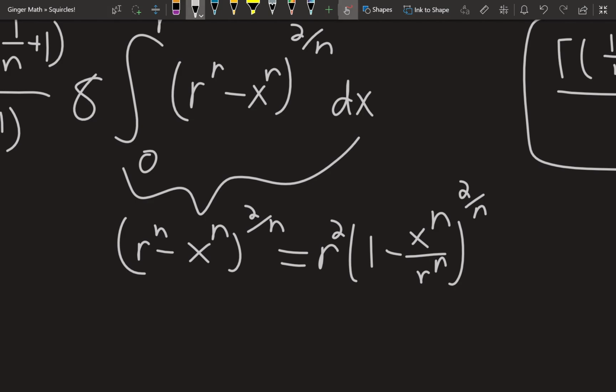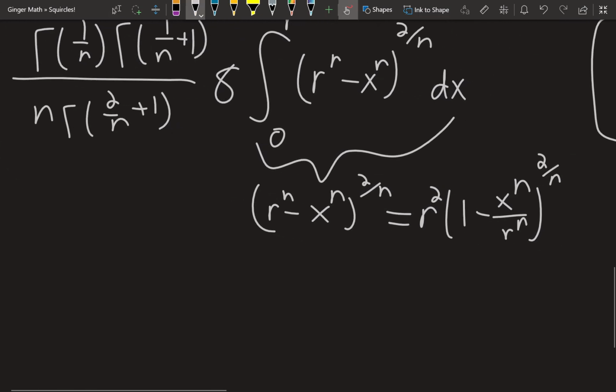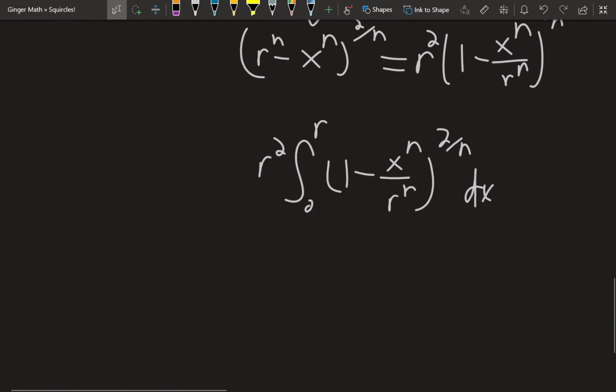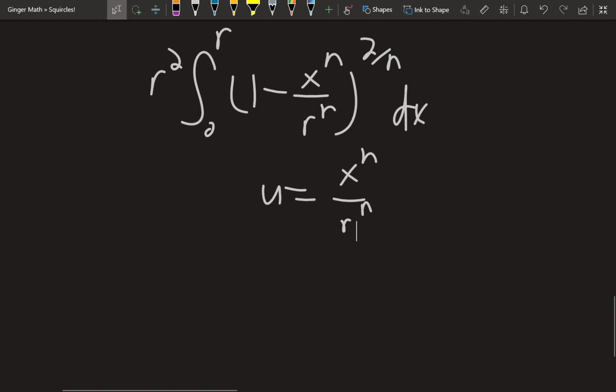So what we're going to have here is, I'm just going to sub this in real quick. The integral from 0 to r of r squared of 1 minus x to the n over r to the n to the 2 over n dx. Okay. And what I'm going to say here is u is going to equal x to the n over r to the n. Very similar to the first video I did with Squircles, the previous one. So this should hopefully be very familiar.